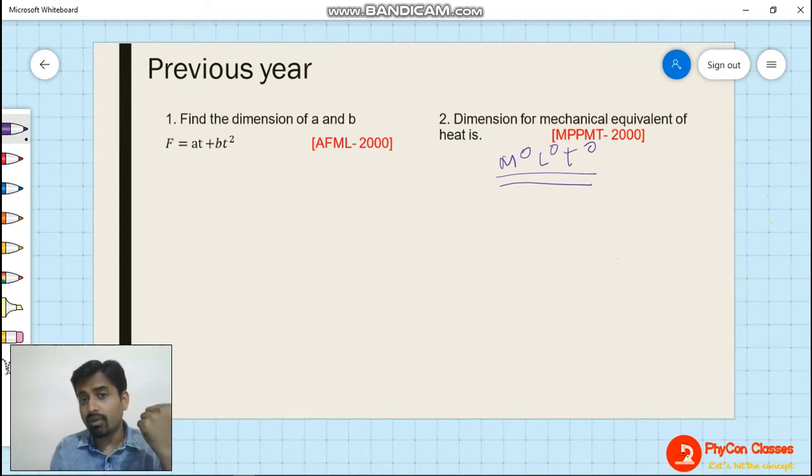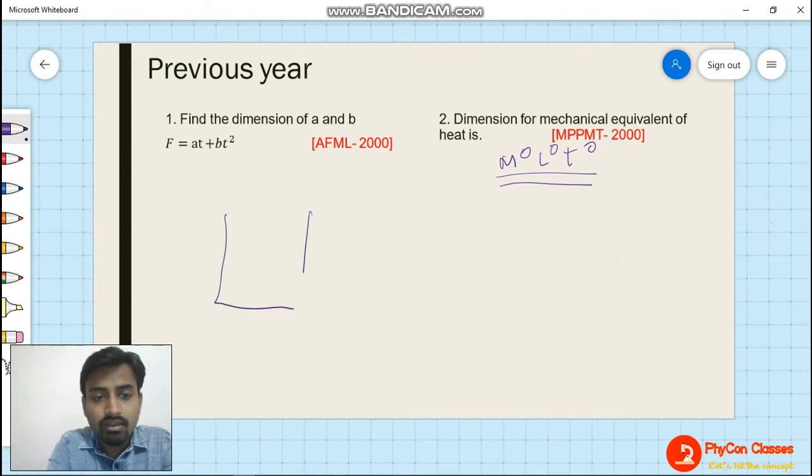Mechanical equivalent of heat is the work done that is possible from any kind of heat. So let's suppose I'll just give you one example. Think of an engine. The engine I am taking in the form of a cylinder.